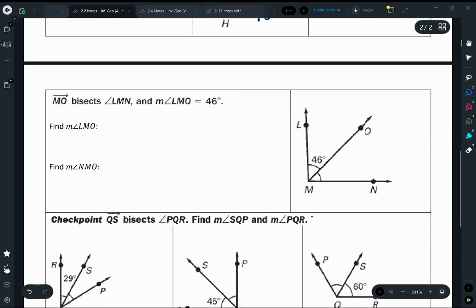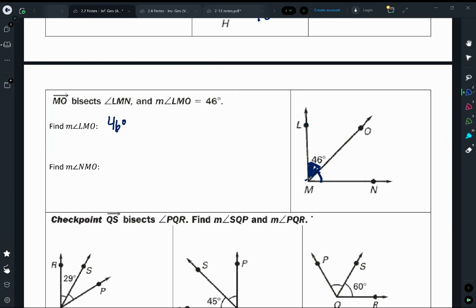So on our next example, I want you to notice that when they say 46 degrees, that's not like a smooth curve that's going through both angles, is it? So this is one of those where it's showing this angle right here is 46, and this angle over here is separate from that. So the 46 is only this part right here. So they're asking us to find the measure of angle LMO. So LMO is the one that's marked, that's 46 degrees.